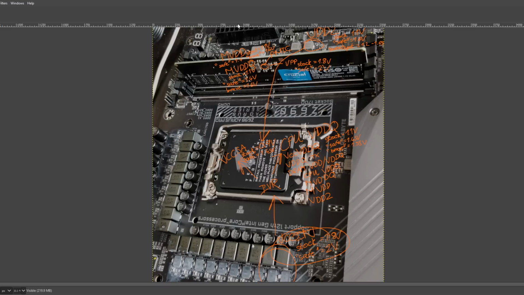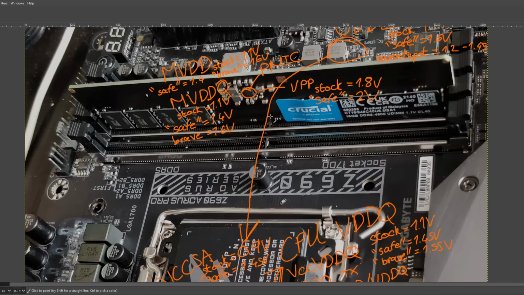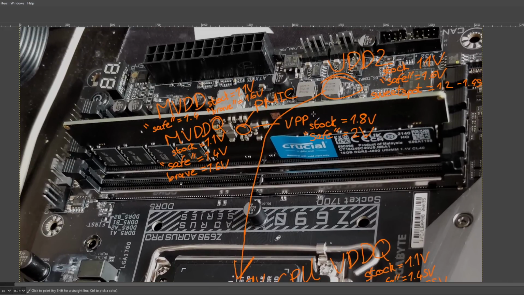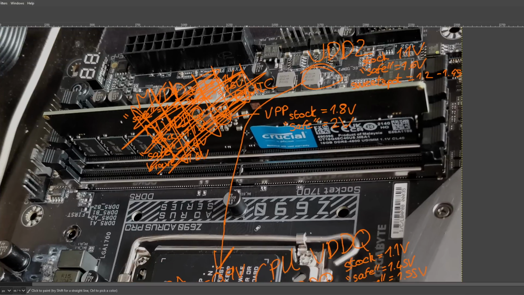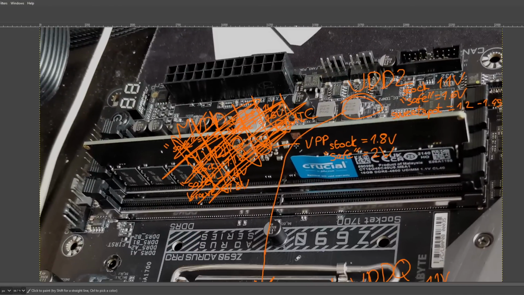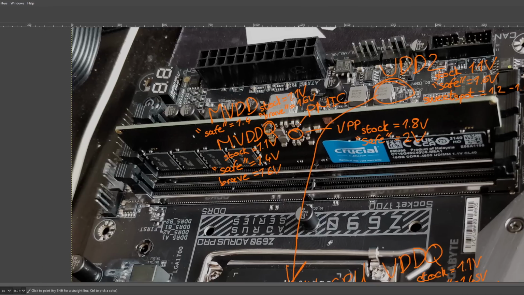Hopefully this makes sense. For DDR4, you basically had this and you had this, and that was it, because your VDD2 didn't just go to the CPU, it also went to the memory stick. But with DDR5, they decided to put a bunch of voltage regulation on the memory stick. I'm still not entirely certain why, but it simplifies the motherboard a bit.